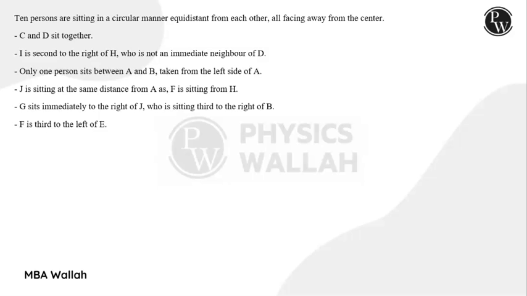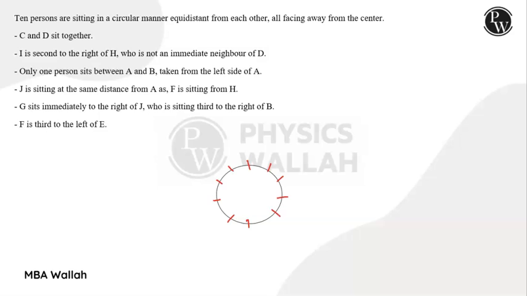A set of information: 10 persons are sitting in a circular manner equidistant from each other. All are facing away from the center. So now a set of pointers are given to us. We will use them and try to solve. It says C, D sit together. We don't know where C and D will sit, but wherever they sit, they will be sitting together. And there are 10 people, so we will have 10 positions with us like this.